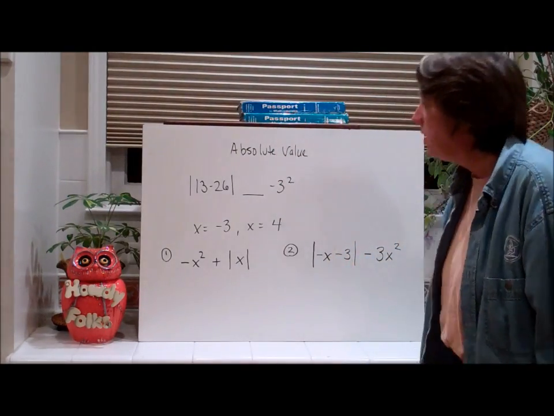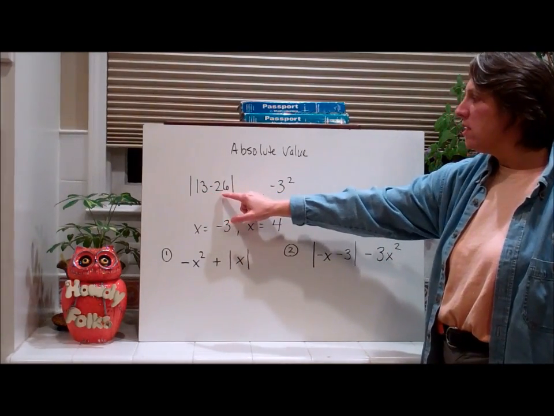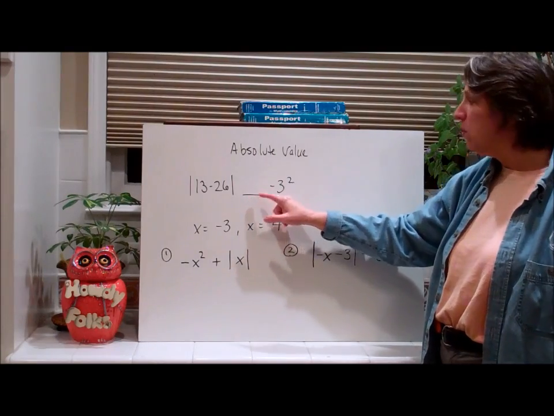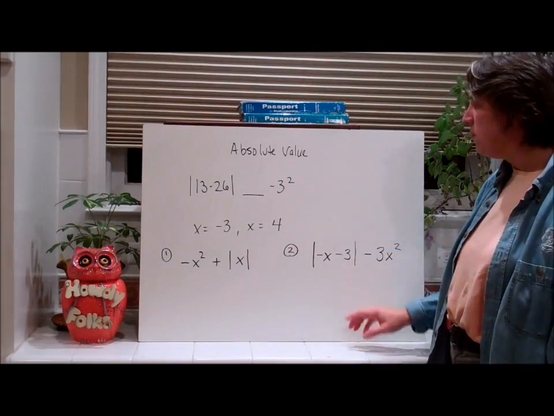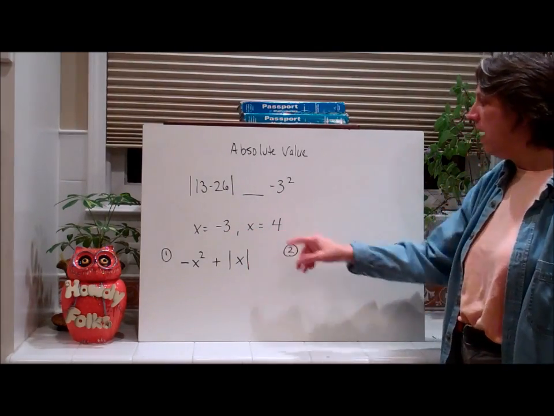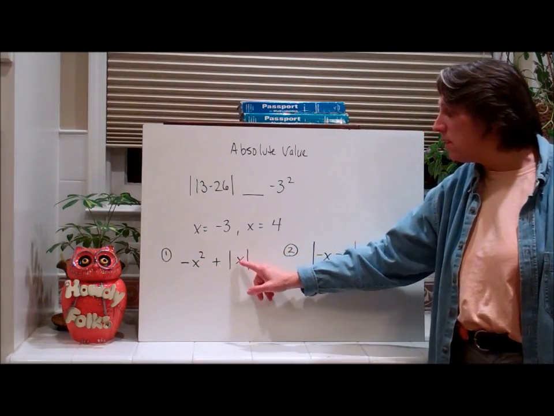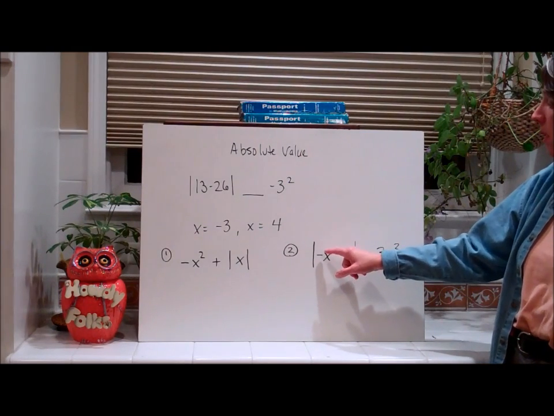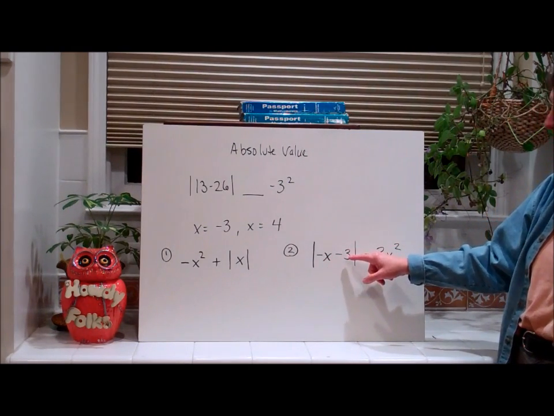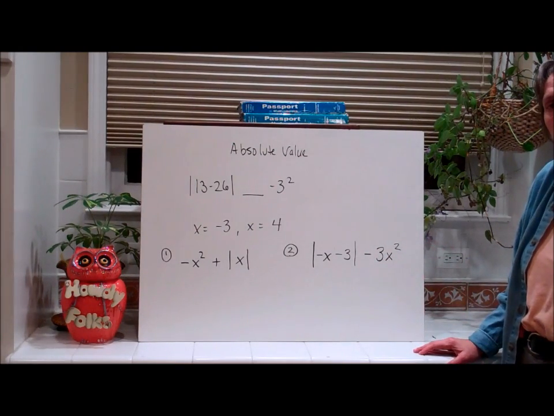This last one is absolute value. Is the absolute value of 13 minus 26 greater than, less than, or equal to the opposite of 3 squared? Then I want you to do these 2 problems where x equals negative 3 and x equals 4. This one is the opposite of x squared plus the absolute value of x. This one is the absolute value of negative x minus 3 minus 3x squared. Pause the video, and when you're ready, come back and we'll do these problems.